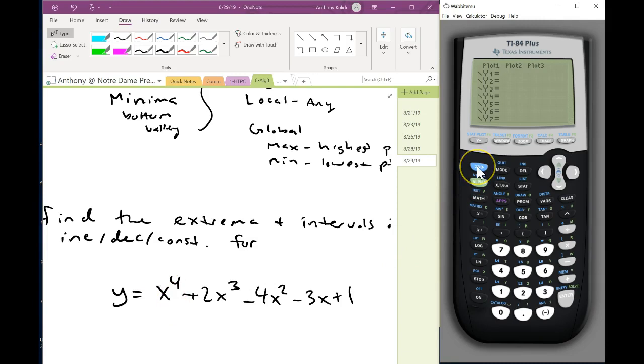So I want to type the x first. The X button is right here next to the green alpha button. So I'll press that button and it'll put an X on my screen.